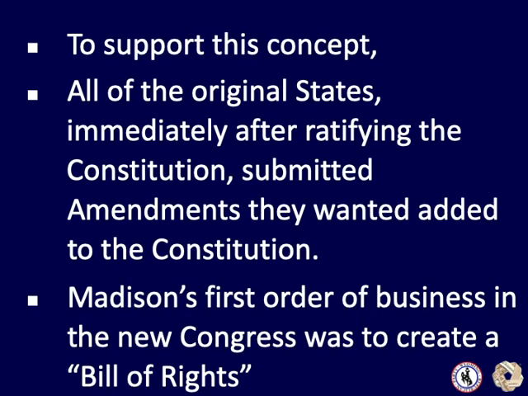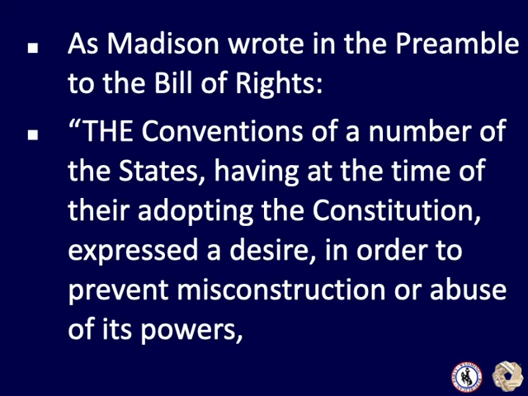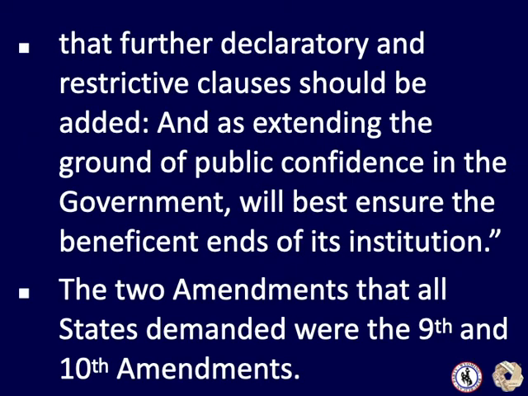To support this concept, all of the original states, immediately after ratifying the Constitution, submitted amendments they wanted added to the Constitution. Madison's first order of business in the new Congress was to create a Bill of Rights. As Madison wrote in the preamble to the Bill of Rights, the conventions of a number of the states, having at the time of their adopting the Constitution, expressed a desire, in order to prevent misconstruction or abuse of its powers, that further declaratory and restrictive clauses should be added, and as extending the ground of public confidence in the government, will best ensure the beneficent ends of its institution.